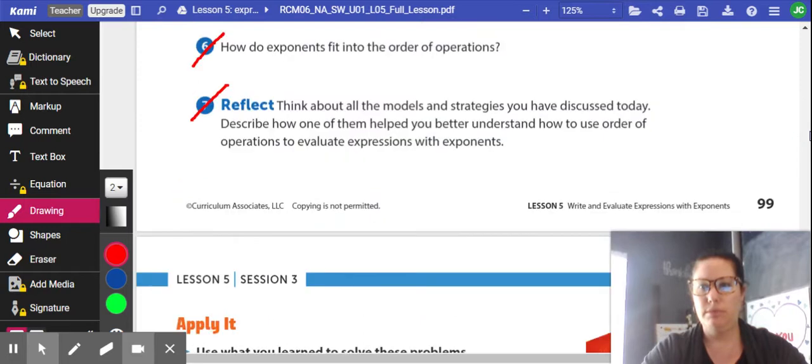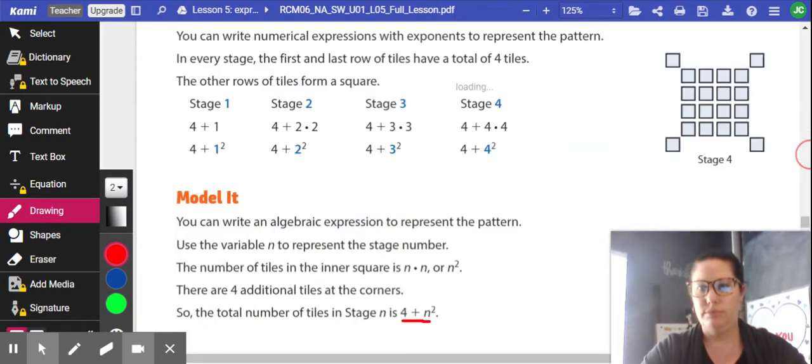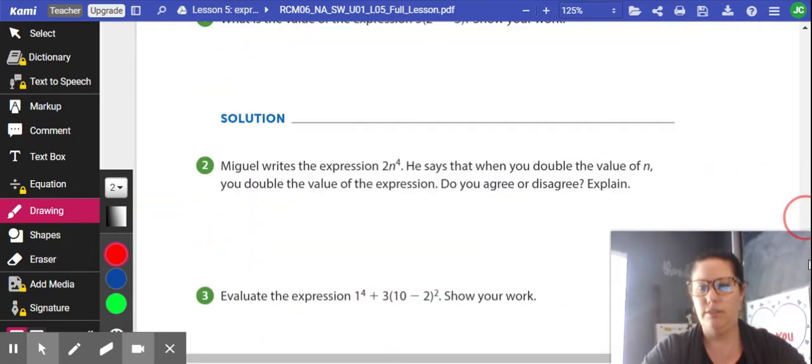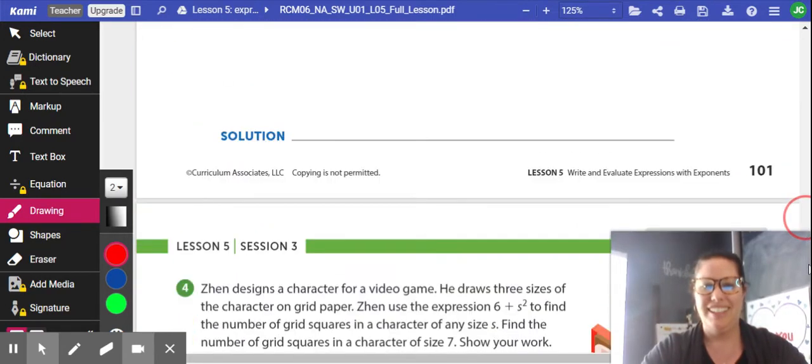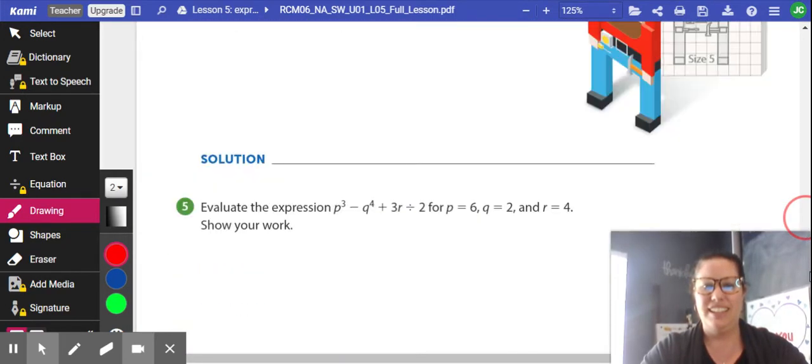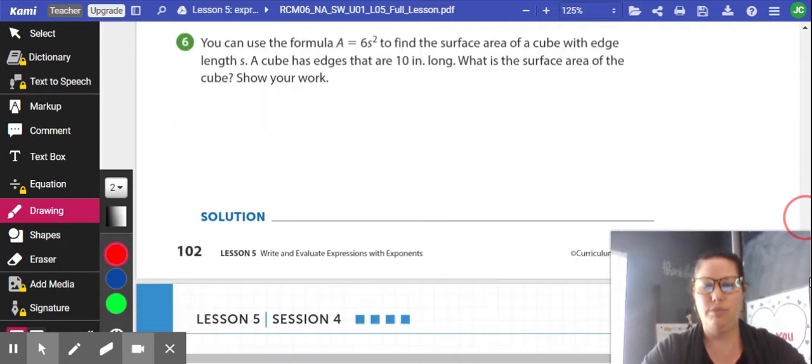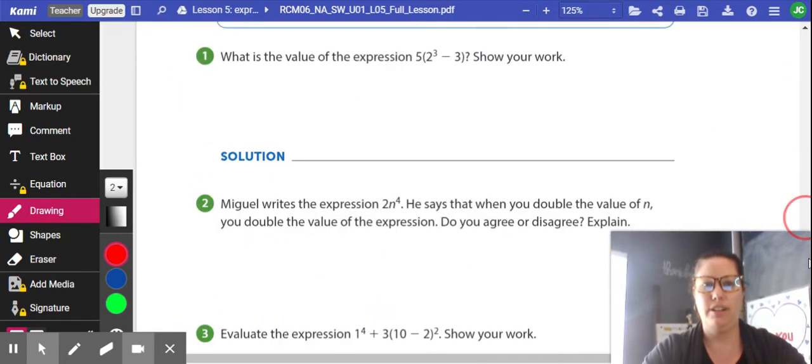Whoops, not up. Let me try and go back. No, you're not letting me. There we go. What page am I on here? 102. Okay, here we are.